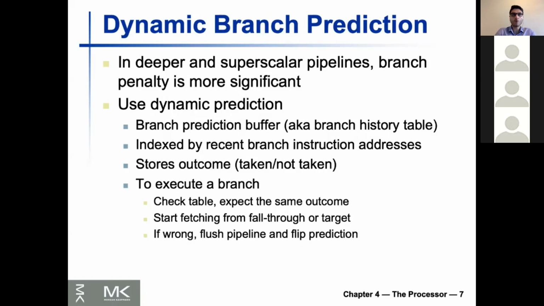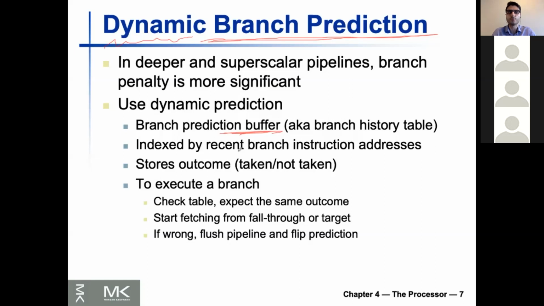So the overall technique for predicting the outcome of that branch is called branch prediction, right? One method for that would be dynamic branch prediction. In more recent CPUs or processors, we have dynamic predictions, right? And there is a module or a hardware called a branch prediction buffer, which keeps the branch history.